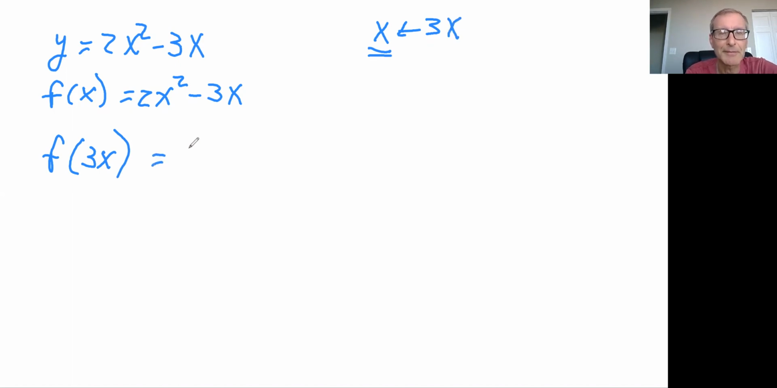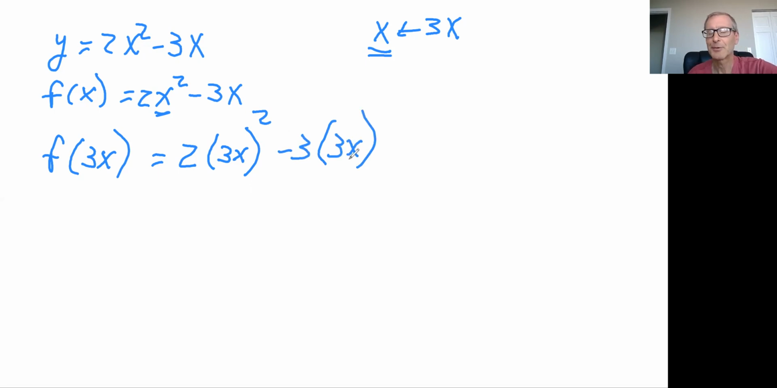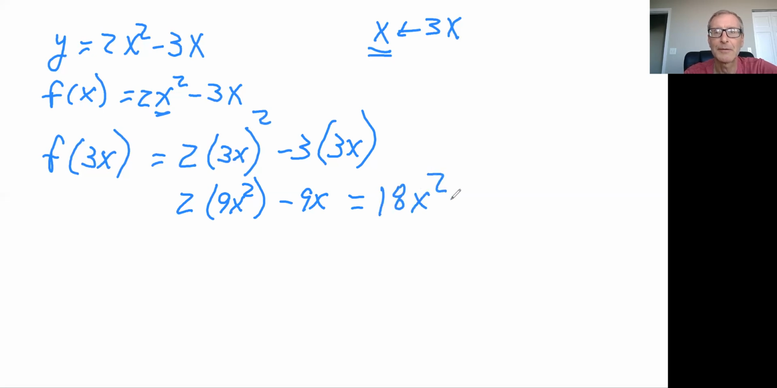So basically write this out, 2. So here's our first x, right? So it would be 3x squared minus 3, and then that x would be 3x. So a little bit strange, but if you follow the process, hopefully it's not too bad. So this would be 2, and 3x squared would be 3x times 3x, so that would be 9x squared, right? And this would be minus 9x. So to finish this, 2 times 9 is 18, so that would be 18x squared minus 9x.